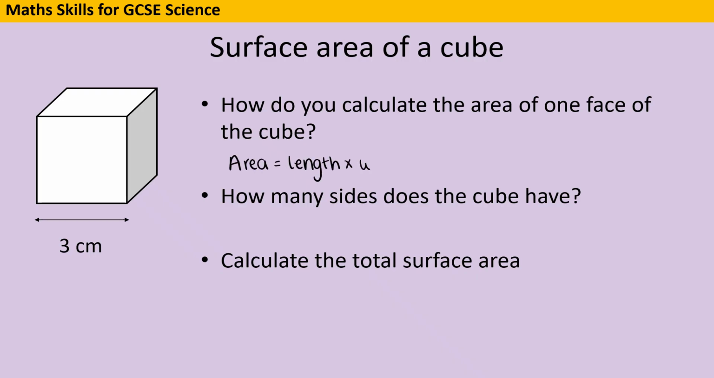So we've got our area is length times width. But because it's a cube, all of the side lengths are the same. So it's really just length times length. So that's going to be 3 times 3, which is going to be 9 centimetres squared.